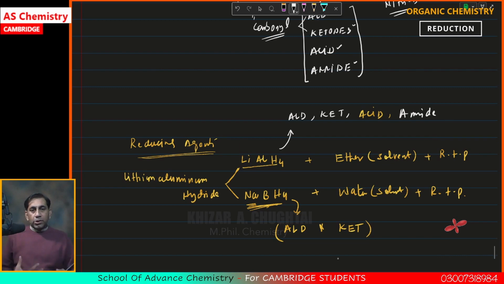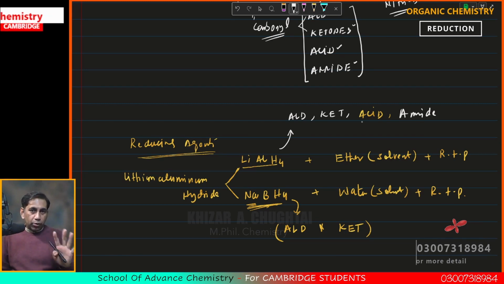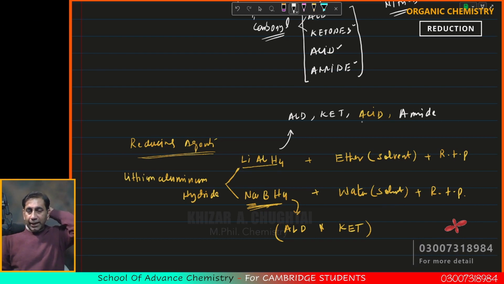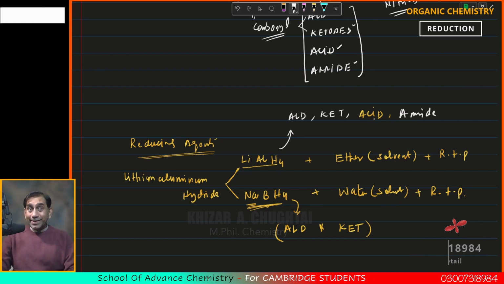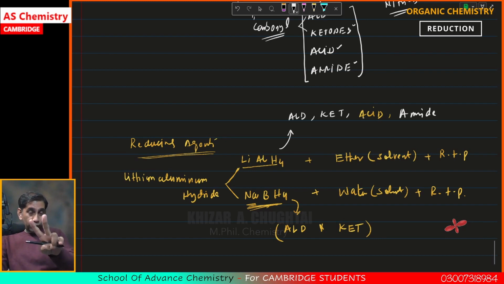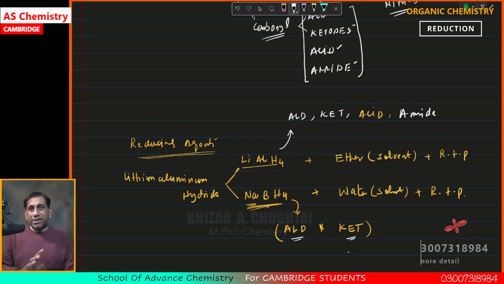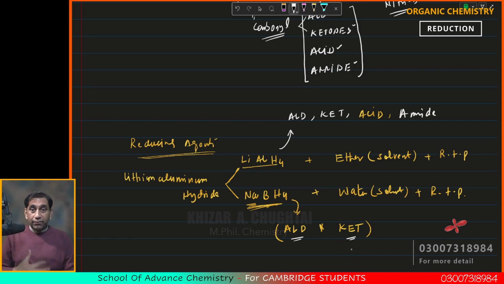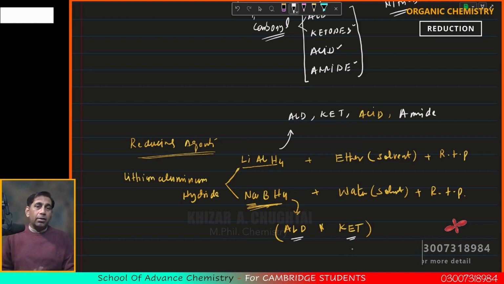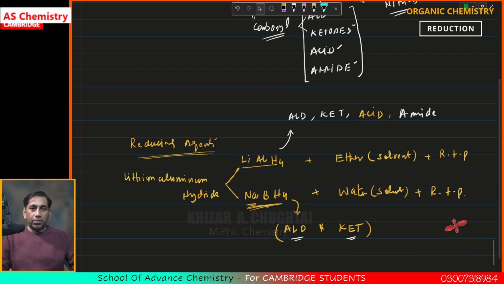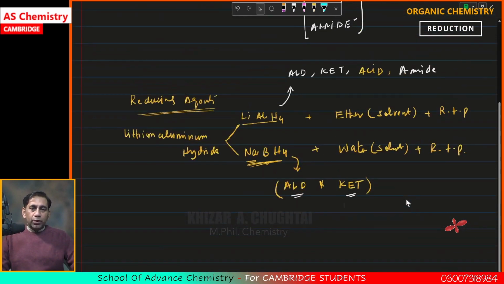Amide. So, lithium aluminum hydride can be used to reduce 4 functional groups or 4 types of homologous series: aldehydes, ketones, acids, amides. But sodium borohydride can be used to reduce only two functional groups: aldehydes and ketones. So these are the basic points that you will have to cram, have to learn. And I think it will be much easier for you to solve questions regarding this.